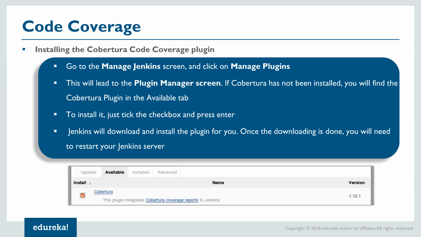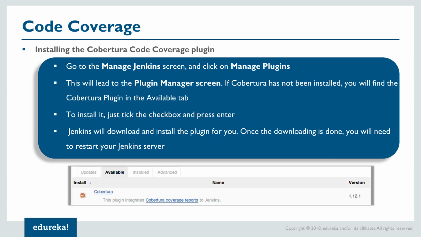So the moment you put a check in the checkbox and press enter or click on install, Jenkins will download and install the plugin for you. Once the download is done, you will need to restart your Jenkins server. That's a one-time activity. You can either do a server restart, or the easier way would be to restart your Jenkins service on the node on which you have installed it.